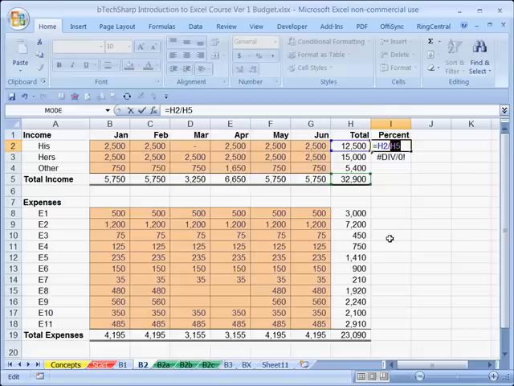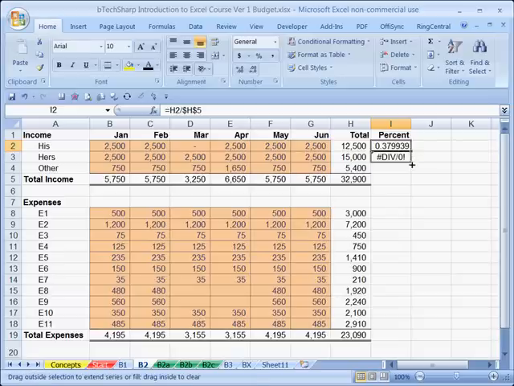Okay, that's a little bit confusing. For the moment, all you need to know is hit F4 one time to get two dollar signs, and that effectively locks the cell reference so that when I copy it down, it remains H5, only H5, and always H5. So let's do that now. Select that cell, get my handle, copy it down, and that's what I would expect to see.